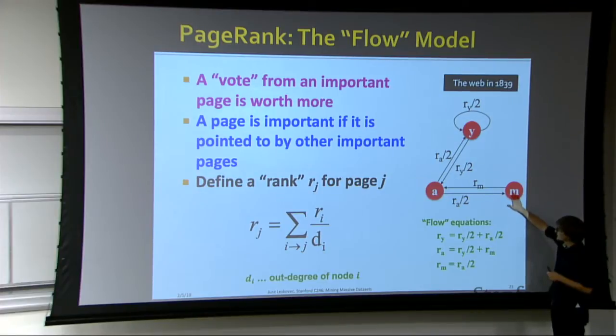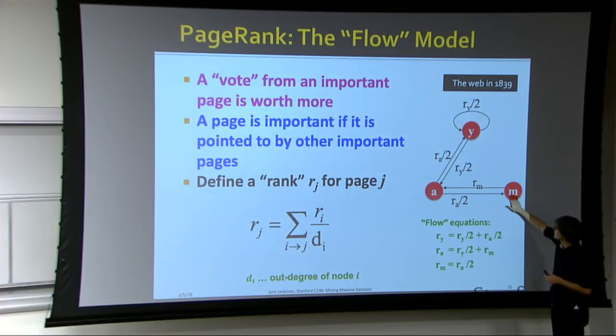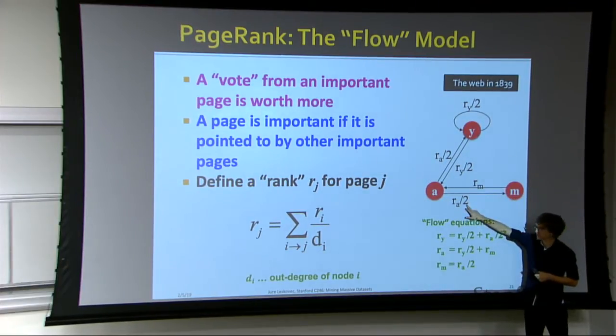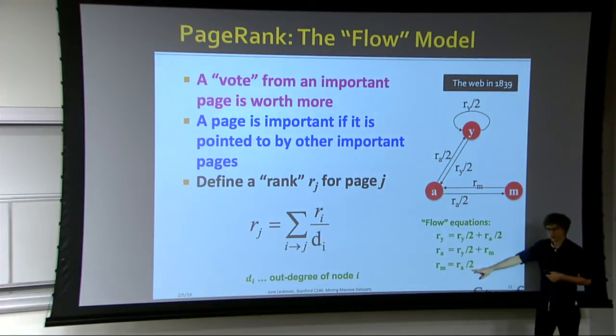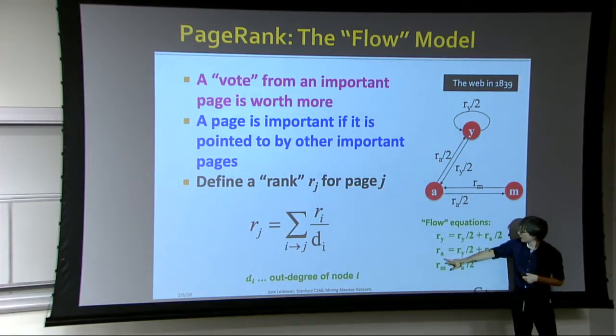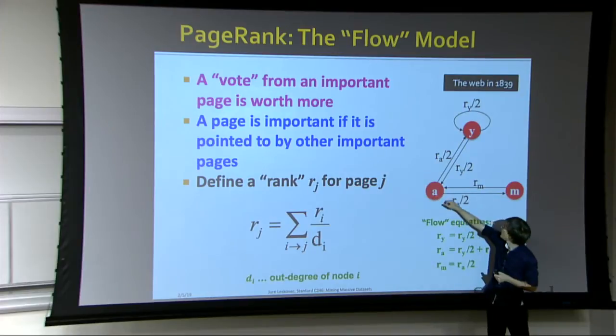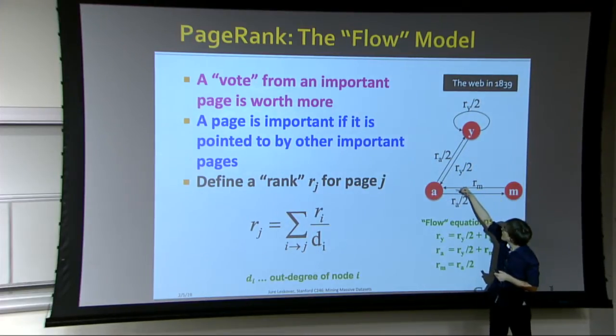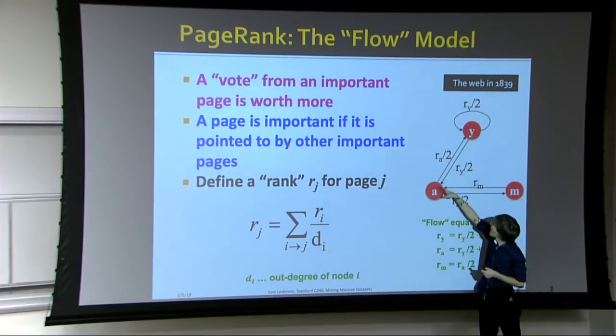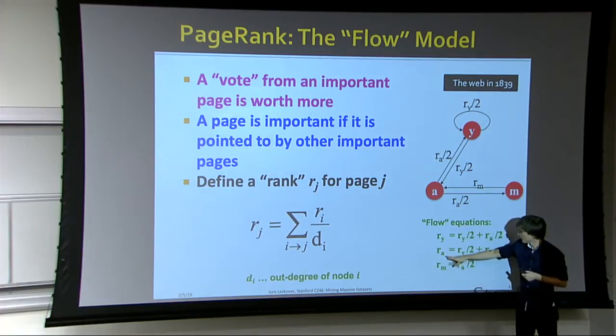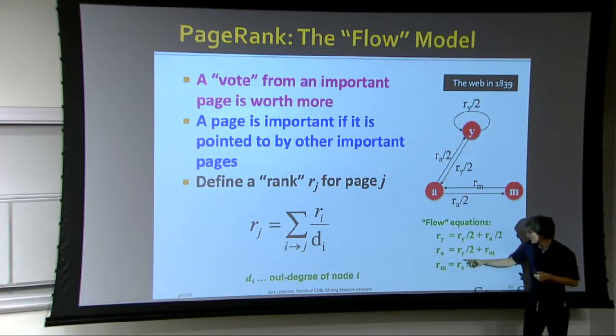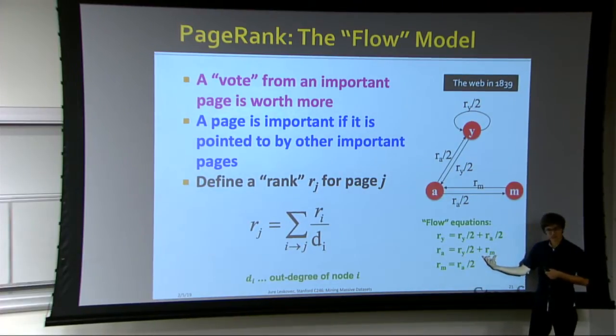I say, what is the importance of M? Importance of M is half importance of A. So here's the equation for M. The equation for A says importance of A is importance of M plus half the importance of Y, right? So importance of A is half importance of Y plus importance of M.